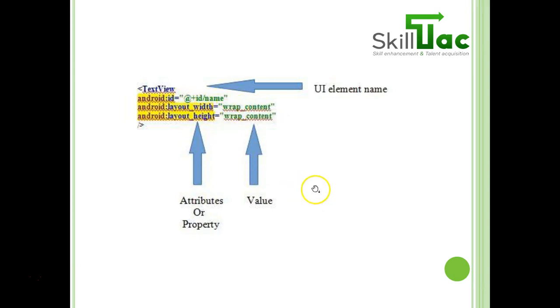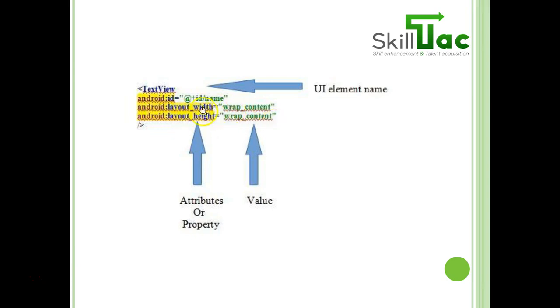Otherwise, it's not compulsory. Then coming on to the other two properties, that is the layout width and the layout height. These are very important when it comes to XML structure, because without these two properties or attributes, the page cannot exist. The screen needs to have a width and a height. We need to define the width and the height properties in order for that to exist. Otherwise, it will not exist. The screen will not exist.